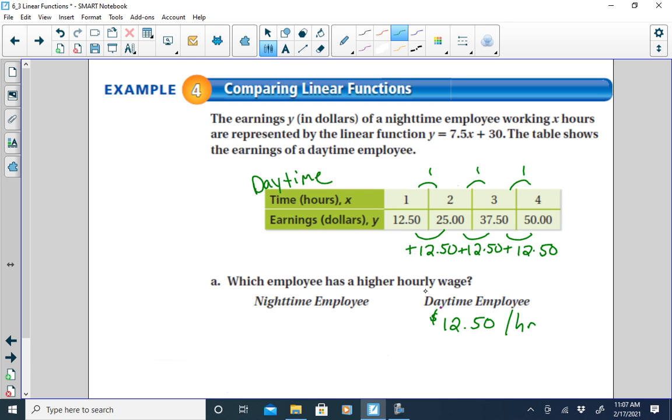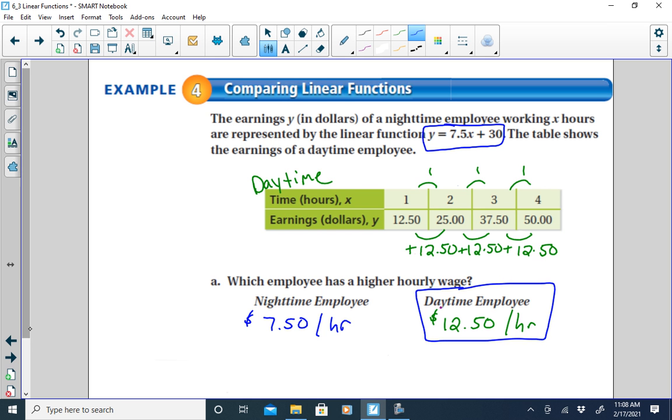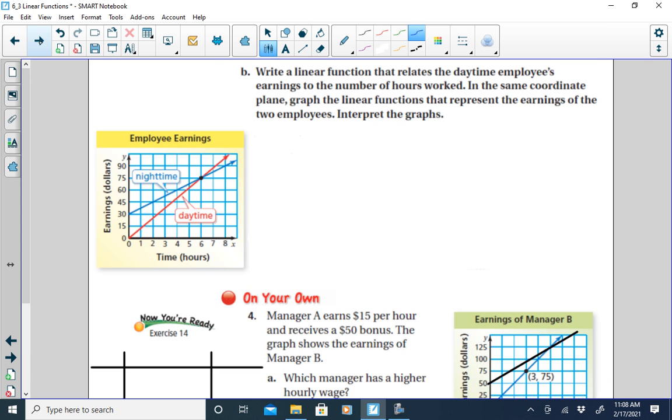Well, what's the nighttime employee make? Well, the nighttime employee's equation is represented by this equation up here. That's 7.5x plus 30. That's 7.5, that's the hourly rate, 7.5 for each hour. So the nighttime employee only makes $7.50 per hour. All right. Which employee has the higher hourly wage? That's the daytime employee. All right. Next page.